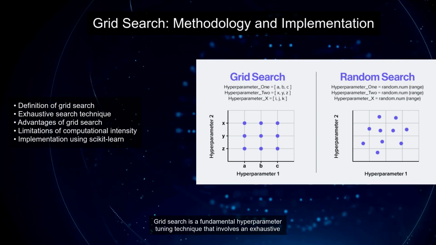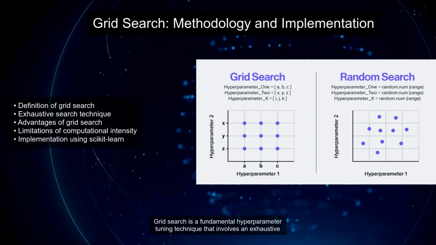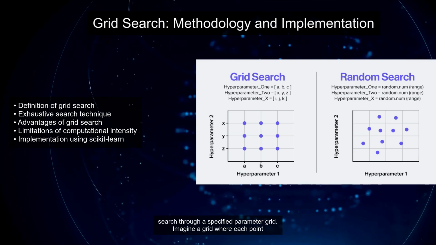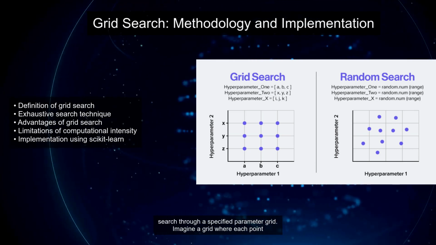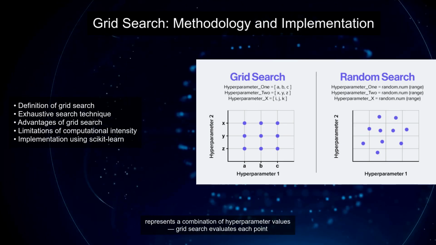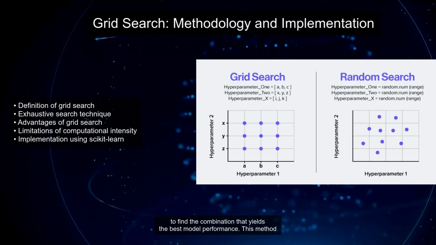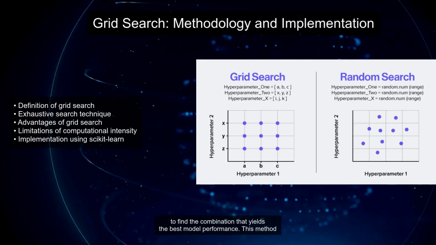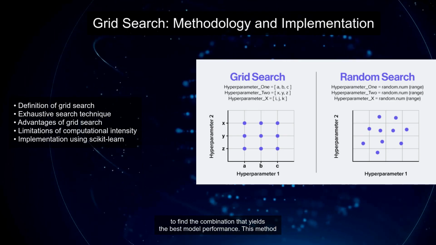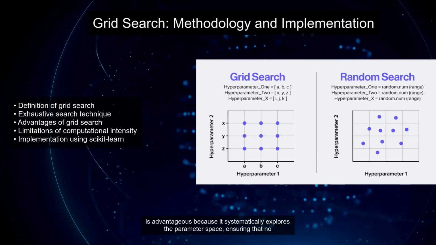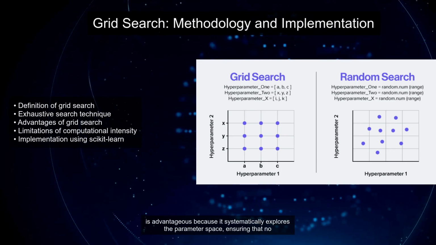Grid search is a fundamental hyperparameter tuning technique that involves an exhaustive search through a specified parameter grid. Imagine a grid where each point represents a combination of hyperparameter values. Grid search evaluates each point to find the combination that yields the best model performance. This method is advantageous because it systematically explores the parameter space, ensuring that no potential combination is overlooked.